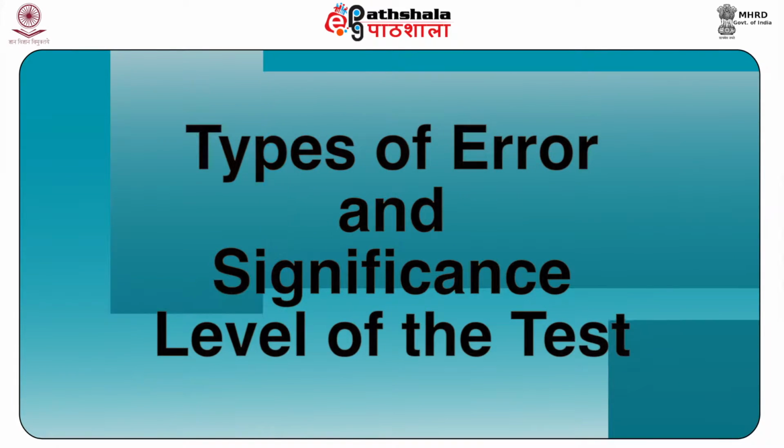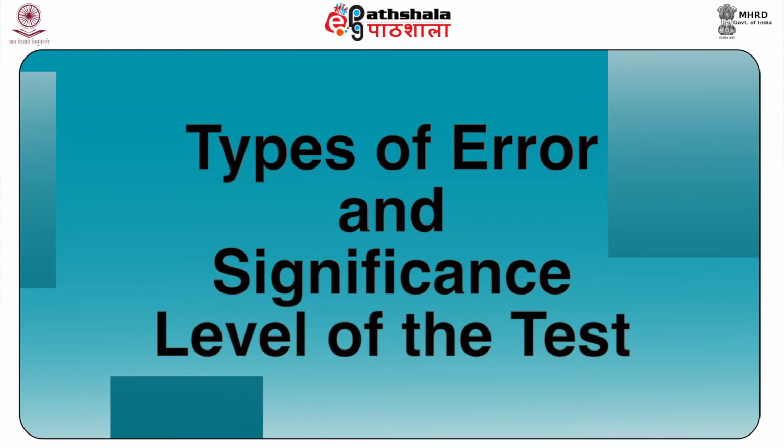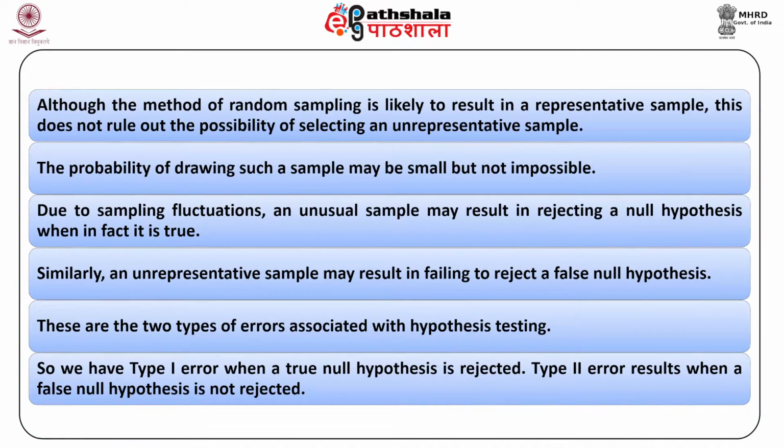Let's now move on to the types of errors and significance level of the test in this section 4. To test the null hypothesis versus the alternative hypothesis, we select a random sample from the population in focus and use the sample observations to reach the appropriate conclusion. Although the method of random sampling is likely to result in a representative sample, this does not rule out the possibility of selecting an unrepresentative sample. The probability of drawing such a sample may be small but not impossible.